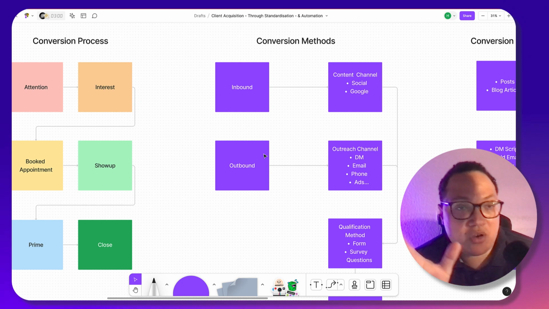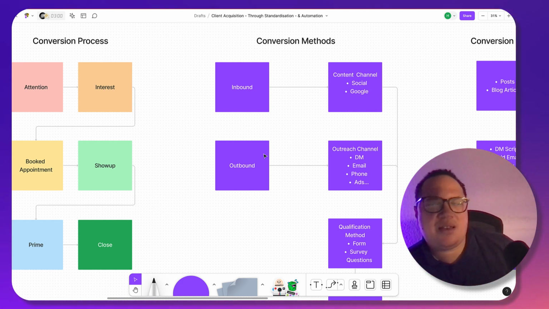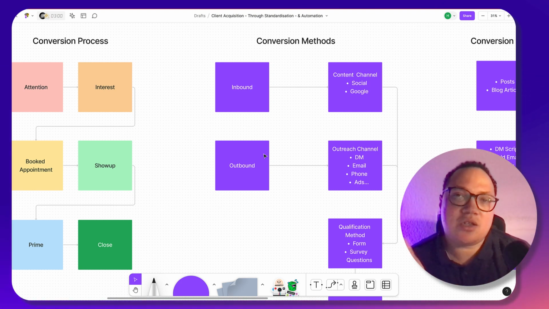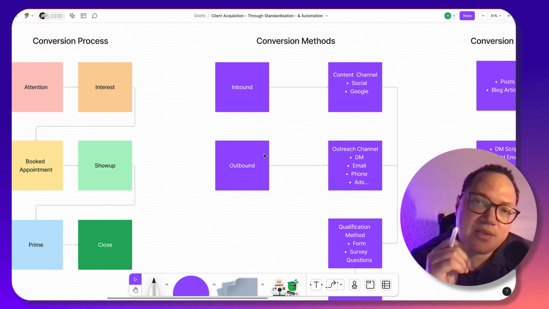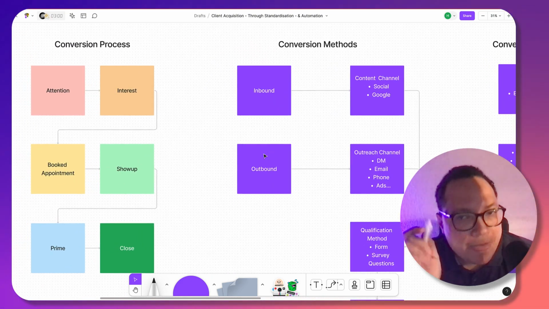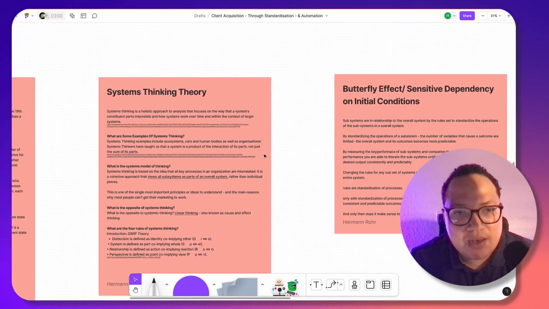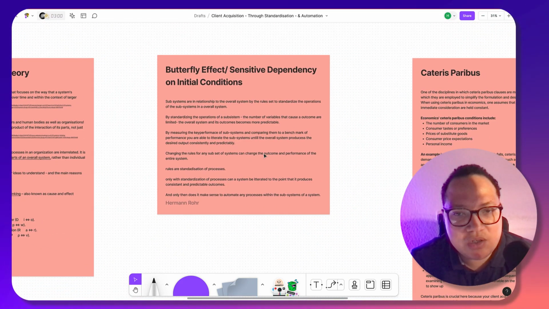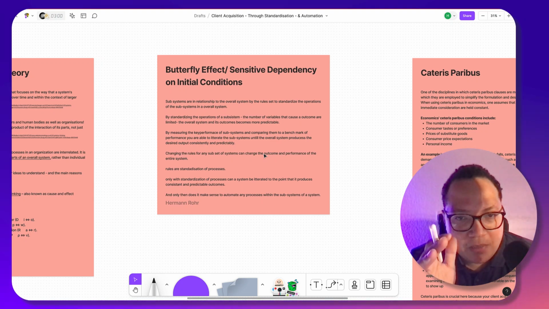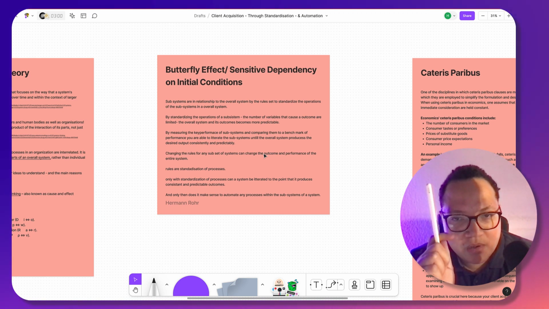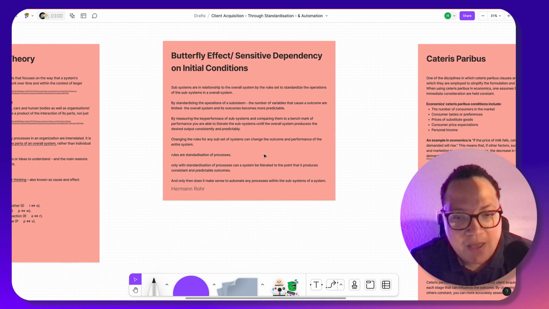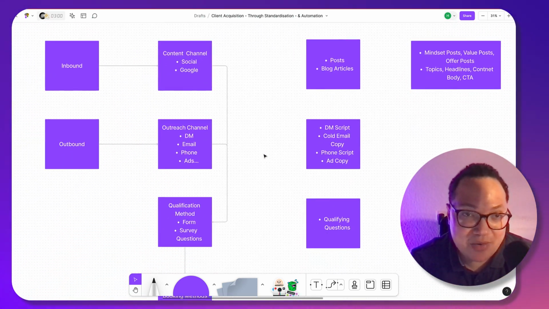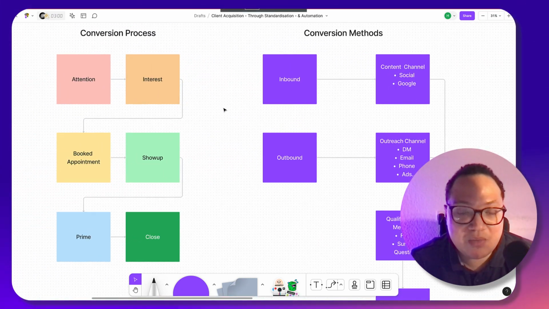Now that you know the conversion process, you may be like, okay, all that is cool, but I thought at the end of this I'd be able to actually build this, to put it into practice. Well, yes. And what you need for that is your conversion methods. Because as we said up top, sensitive dependency on initial conditions means that by standardizing the operations of a subsystem, the number of variables that cause an outcome are limited. So the overall system and its outcomes become more predictable. That's really important to understand, and you can only understand it right now. So we're taking the variables within this system, we're creating the variables.